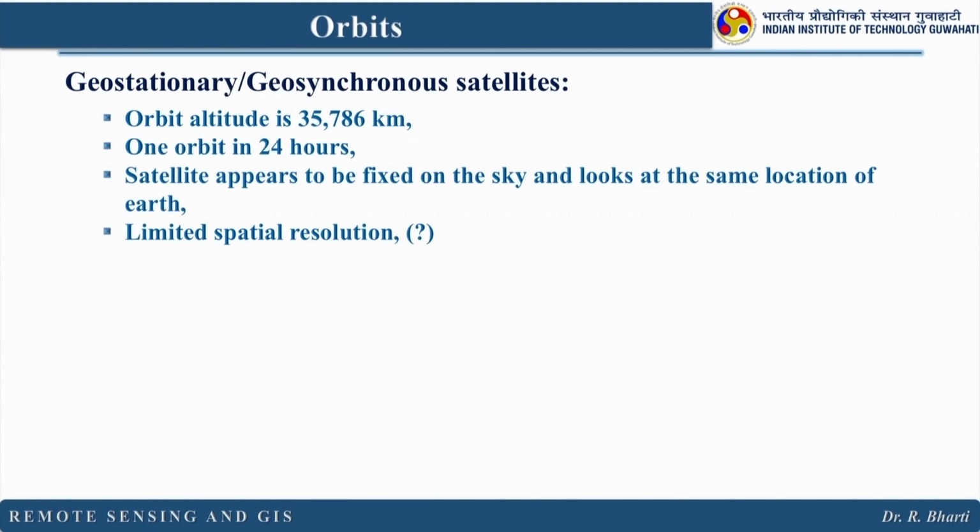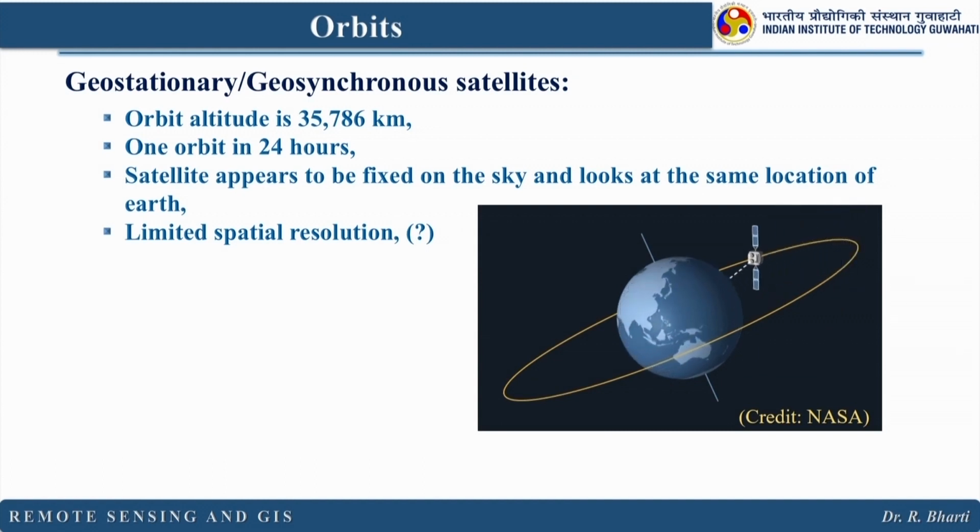And the next one, which is very commonly used, like geostationary satellites. So, these orbits are a little bit farther. So, the altitude of this orbit is 35,786 kilometers, which is approximately 36,000 kilometers, and one orbit in 24 hours. The satellite appears to be fixed in the sky and looks at the same location of the earth, which is very clear from this image. So, here you see this particular satellite is always looking at one particular position.